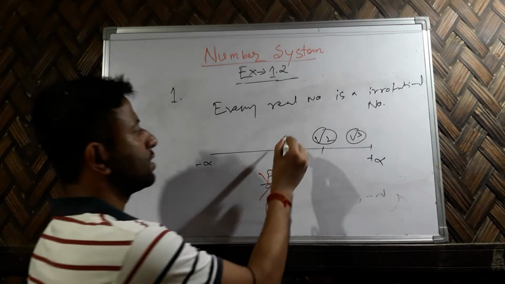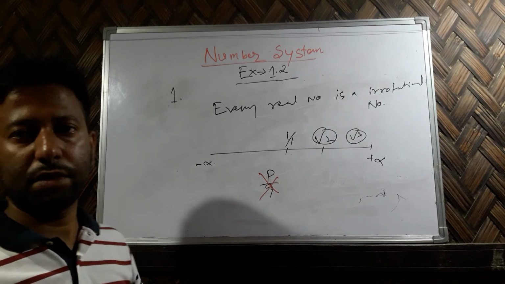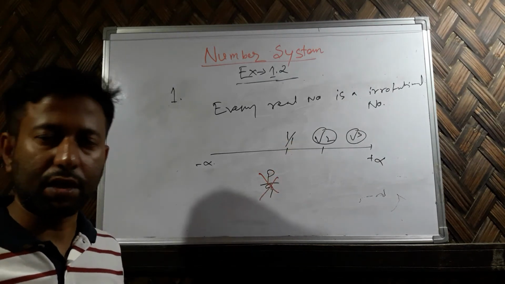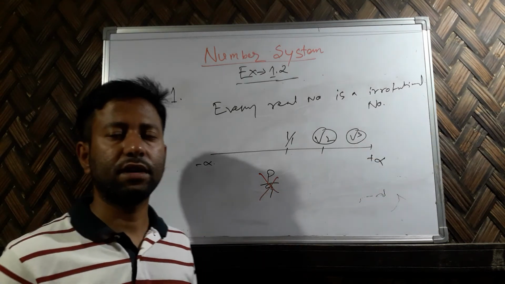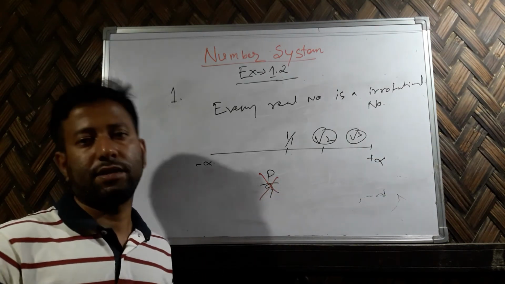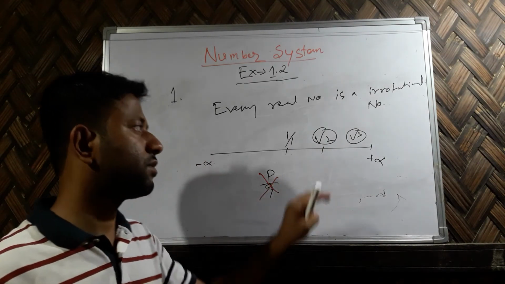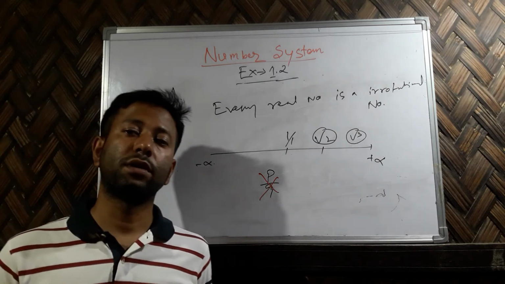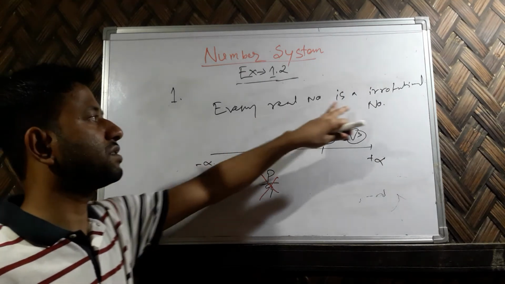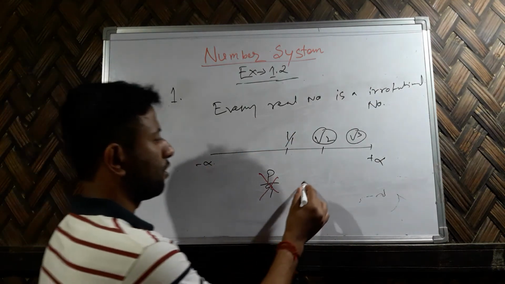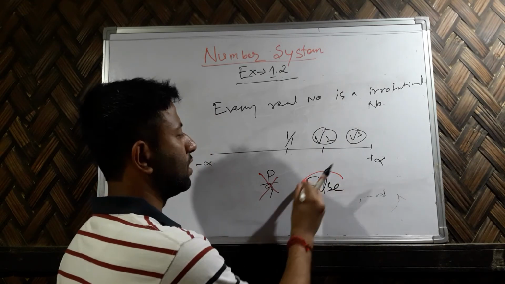But suppose I take 1, so I can represent 1 as 1 by 1. I can represent this in the form of p by q. So this is a real number. मतलब ये है, यहाँ से सिर्फ root 2, root 3, root 5 such kind of numbers are real numbers as well as irrational numbers. But when I consider 1, 2, 3, 4, such numbers are real numbers, but they are also rational numbers. So whatever the statement given, every real number is an irrational number, that's a false statement. So this should be the answer.